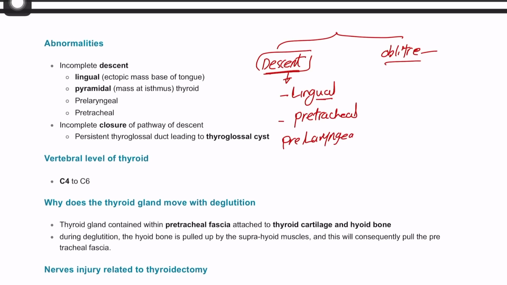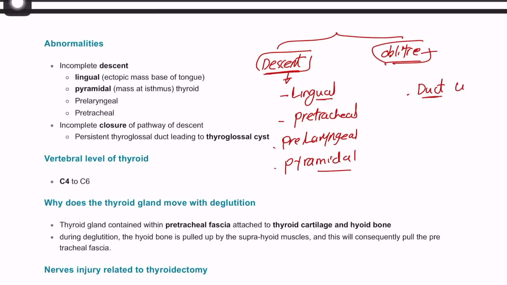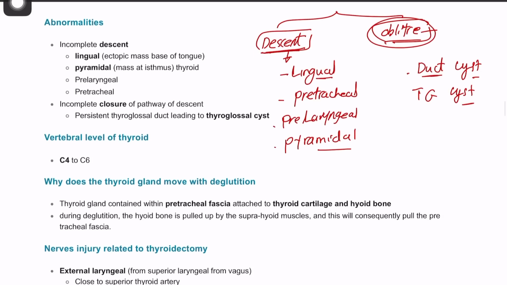And also you might have the pyramidal thyroid, which we mentioned earlier as well. The problem with obliteration: I mentioned the duct should be obliterated, but if it's not obliterated, it will lead to cyst formation. So we call it a thyroglossal cyst or thyroglossal duct cyst. So these are the abnormalities, a problem with the descent or a problem with the closure of the duct. Level is C4 to C6.